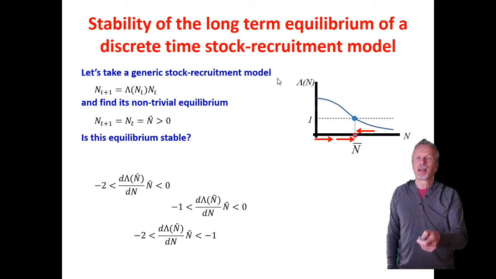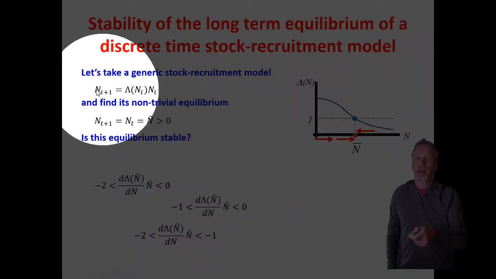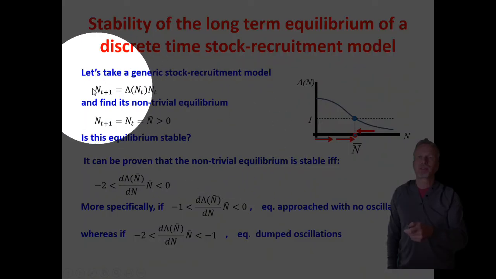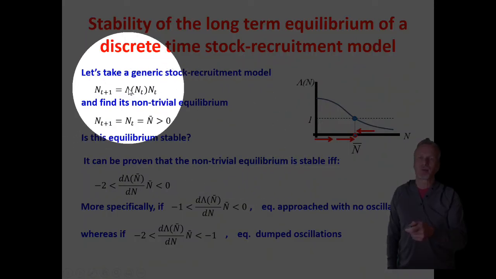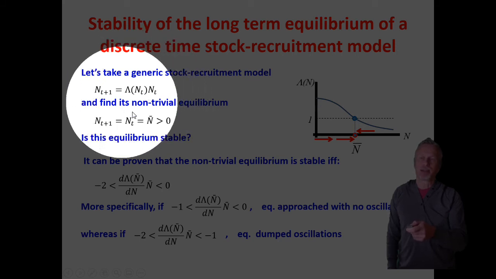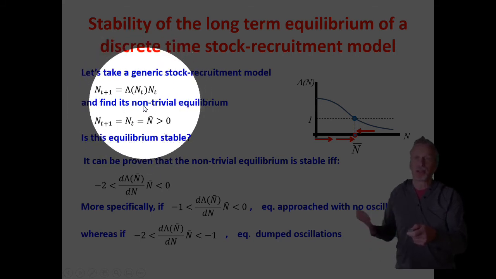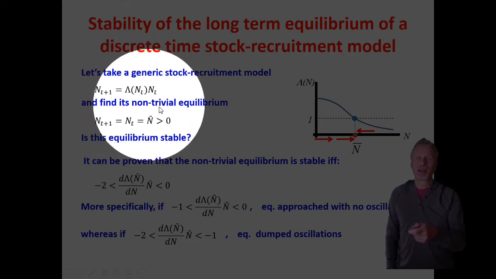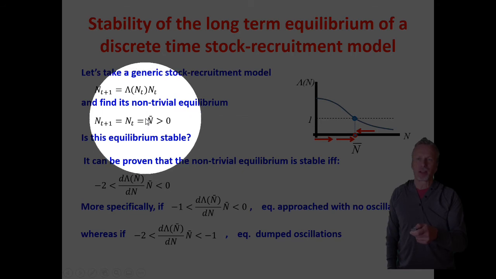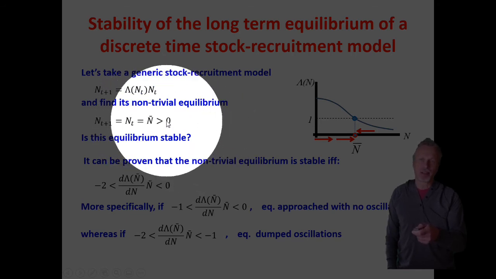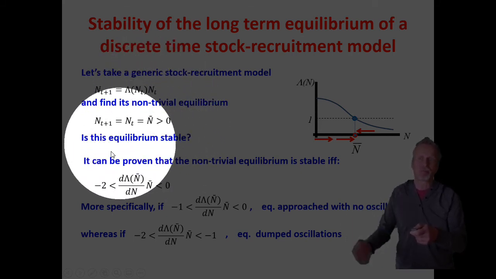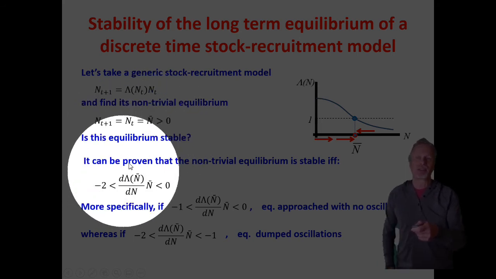So if we take a generic model here, N_t plus 1 is equal to lambda(N) times N_t, where lambda is the finite growth rate, which is a function of the density of individuals. We can find the non-trivial equilibrium as usual, which we call N bar, and it's non-trivial, so we assume it's larger than 0, which is only if the small lambda, the finite growth rate at low density, is above 1, of course. And then we ask if this equilibrium is stable.